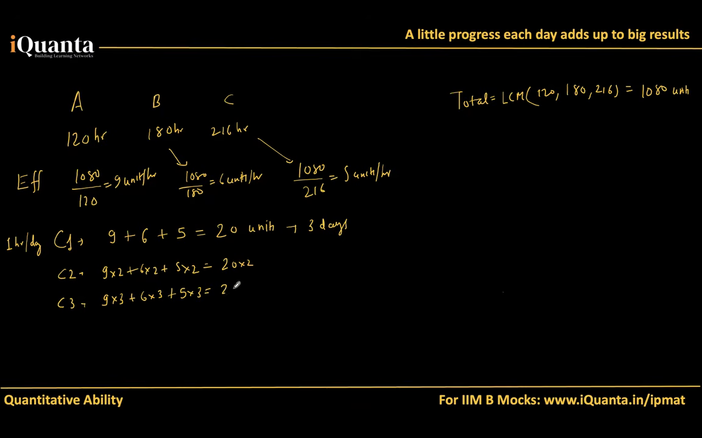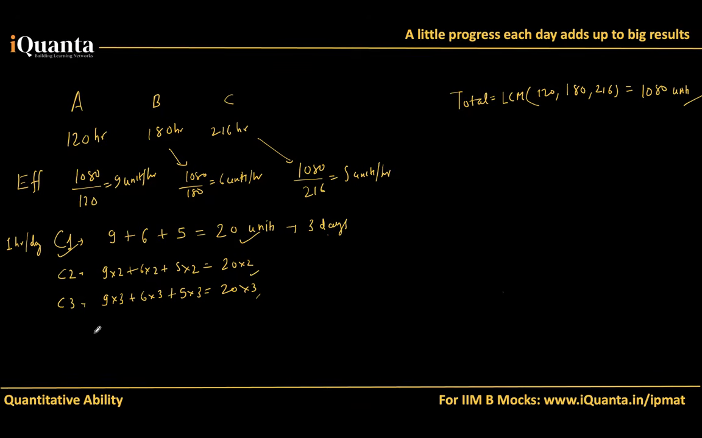So that's like 20 into 3 units. So this is the work done in cycle 1. Okay, 20 units in cycle 1, and then cycle 2 is 40 units, cycle 3 is 60 units. Like this they have to keep going until they complete 1080 units. And remember, in one cycle we have 3 days. Okay, I hope that is clear.